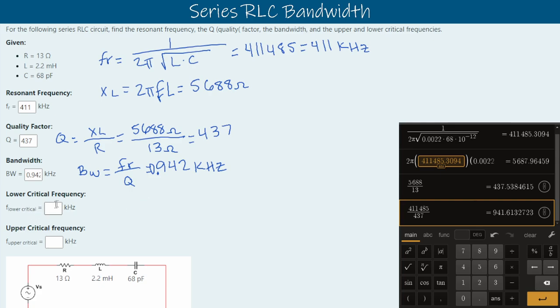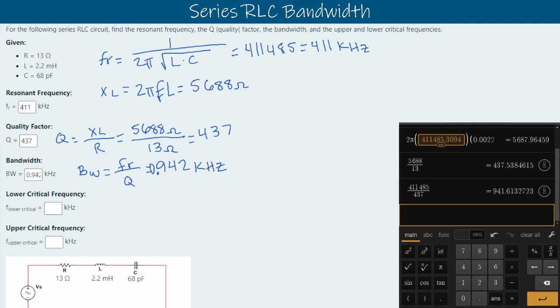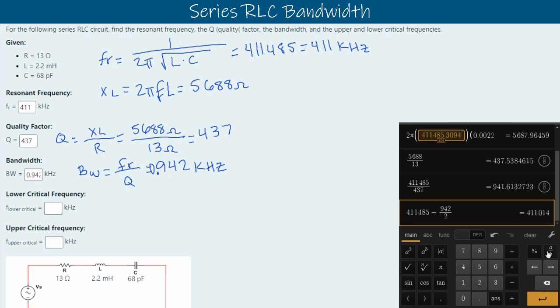After that, we'll find our upper and lower critical frequencies. Our lower critical frequency takes our resonance frequency of 411,485 and subtracts our bandwidth divided by 2. So our bandwidth is 942 divided by 2. So this is our lower critical frequency. We want to put in kilohertz, so we'll say 411. And then our upper critical frequency is just this added to it. So instead of minus, we'll add it, and we also get 411.